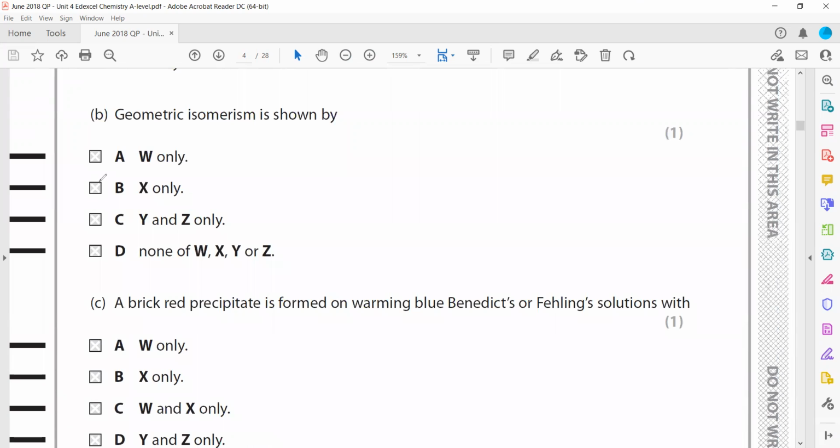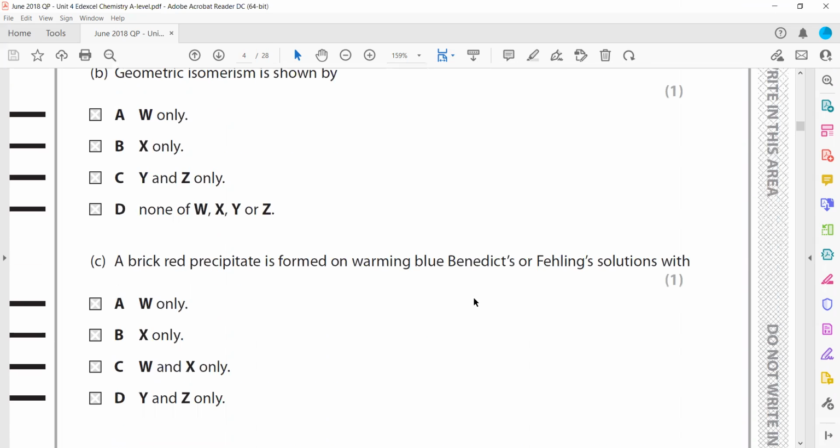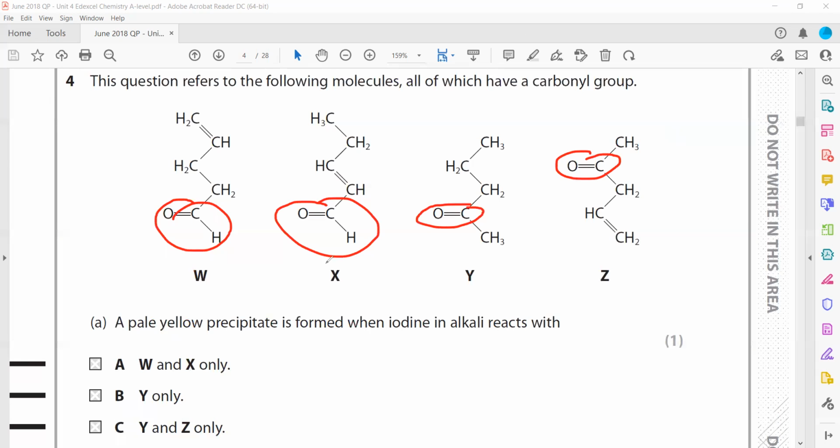Then a brick red precipitate on warming with a base. So which one is an aldehyde? Because aldehydes give a positive result with Fehling's or Benedict's solution; aldehydes can be oxidized. So the options: this is an aldehyde, this is an aldehyde, this one is a ketone, this is then a ketone, ene is there but it is a ketone. So which ones give a positive result? W and X.